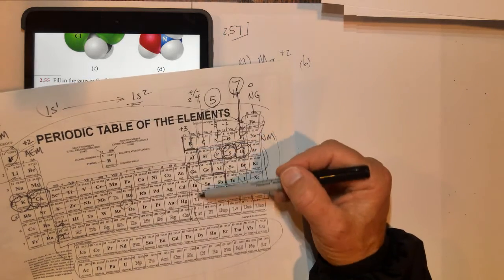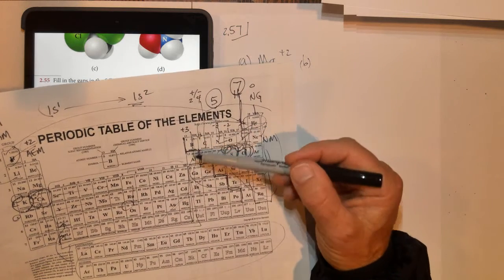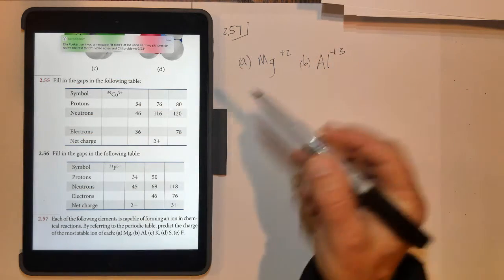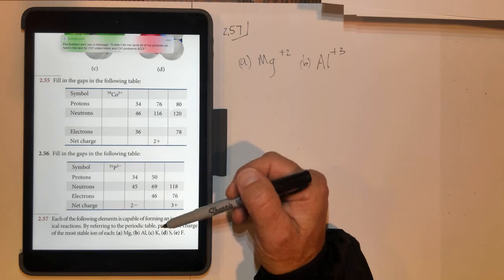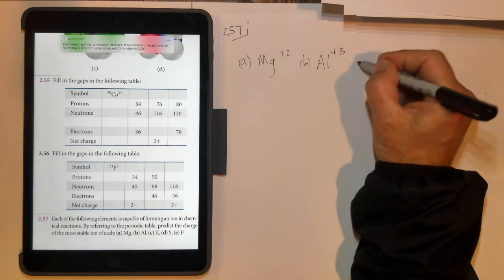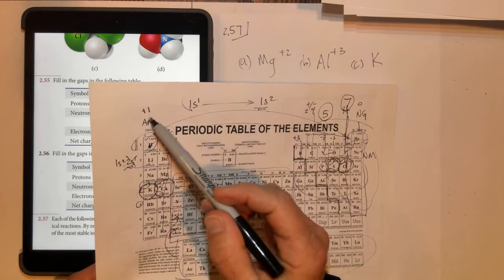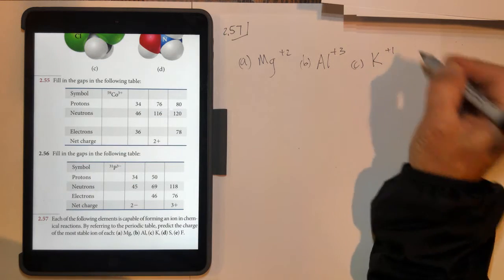Letter B, aluminum. Aluminum is in group 13, and they almost always form positive 3 charges. As a matter of fact, on next year aluminum, you might have a plus 3. Next, we have potassium, letter C. Potassium is in group 1. Potassium in group 1 always has a plus 1 charge, so a plus 1.